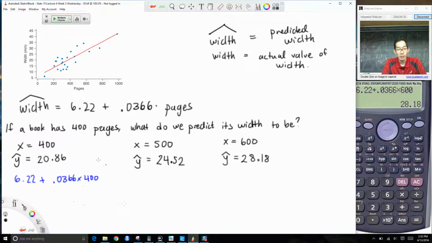Everybody's good. Okay. Well, tell me, how much did my y hat change when I went from 400 to 500? What did I end up adding to it? The difference is 3.66 millimeters, right? And what's the difference between this one and this one? The same, right? So if I wanted to go from 600 to 700 pages, I could just add 3.66, and this would be our prediction for 700.